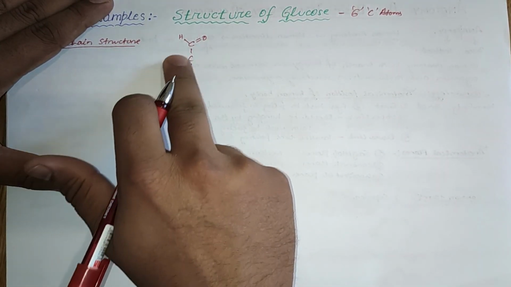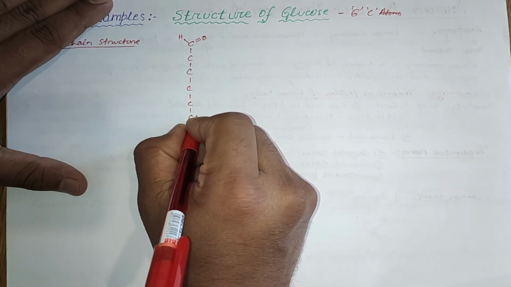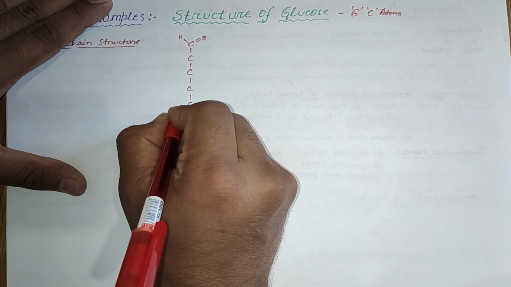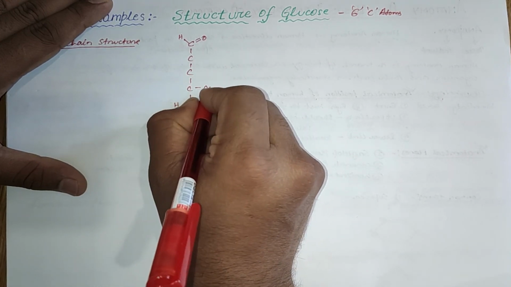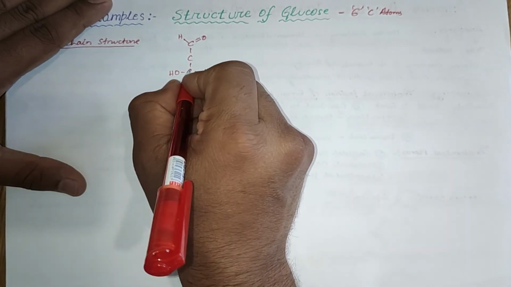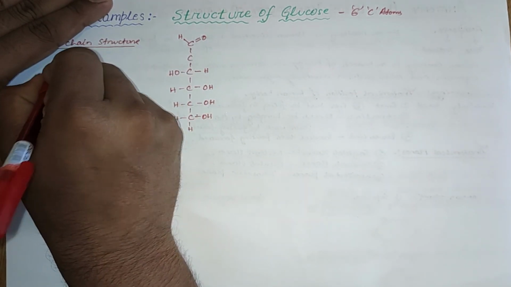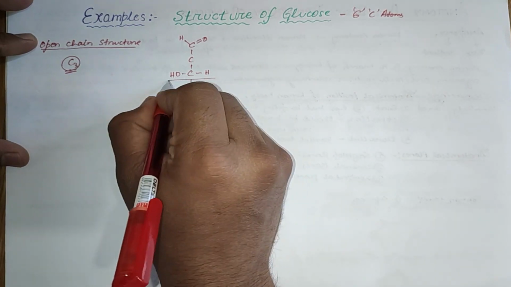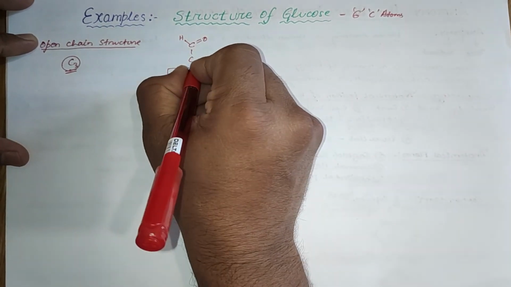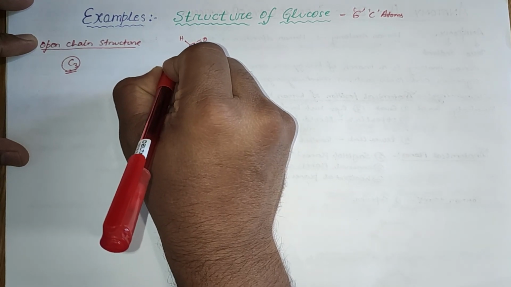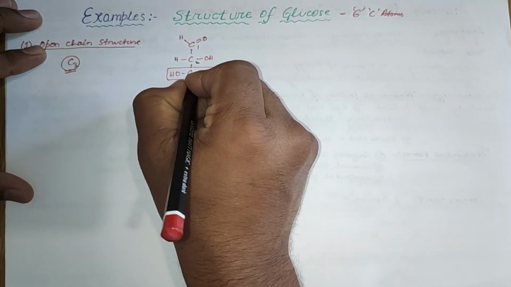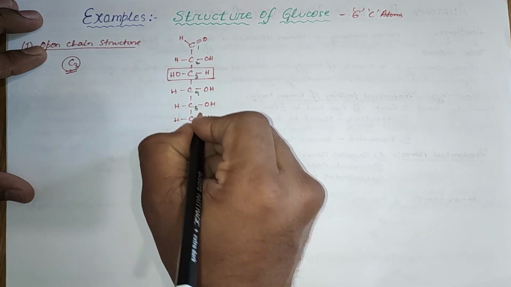and the other carbon atoms will contain hydroxy groups: OH, H, H, OH, H, then OH, H. Here it will be H and OH. You have to remember that the third carbon atom, C3, of glucose conventionally has the opposite arrangement: opposite OH, opposite H and OH, and H and OH and H. So it will be C1, C2, C3, C4, C5 and C6.